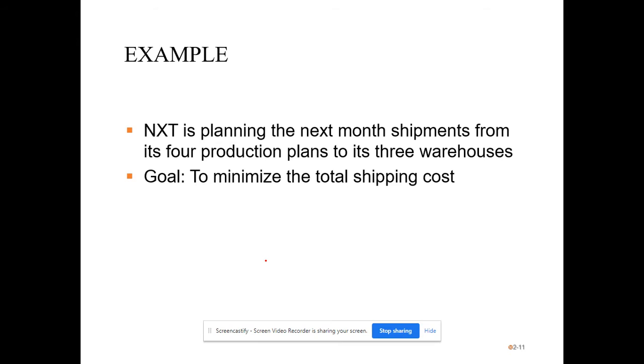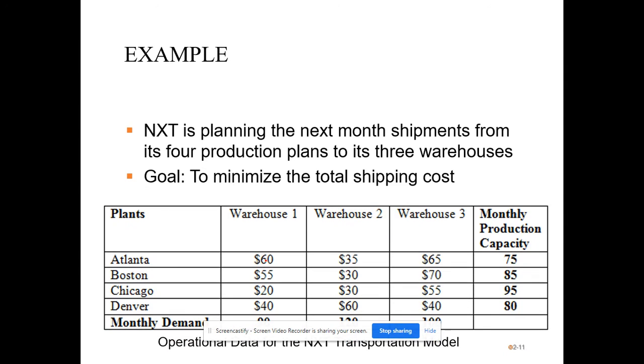Now let's look at one example. The company called NXT is planning next month's shipment from its 4 production plants to its 3 warehouses. And our goal is to minimize the total shipping cost. So there are 4 production plants and there are 3 warehouses. And we have to look at how to distribute, from which production plant we should ship to which warehouse, so that our total shipping cost is reduced. And these 4 plants are located at Atlanta, Boston, Chicago, and Denver.